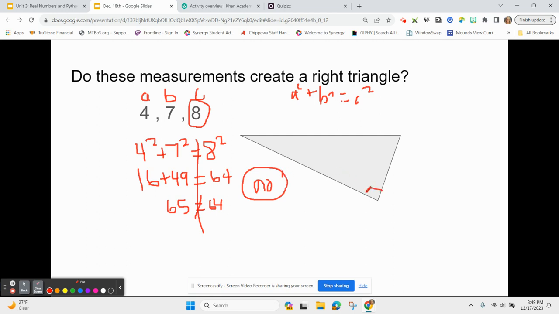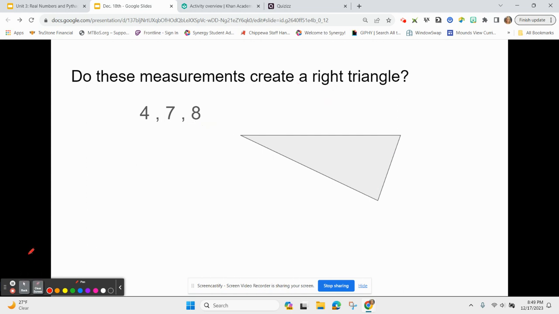It's likely an acute triangle, which the Pythagorean theorem does not work for. So sometimes we have to test using the Pythagorean theorem to make sure that it works. And in this case, it did not. So that's just a little refresher from last week.